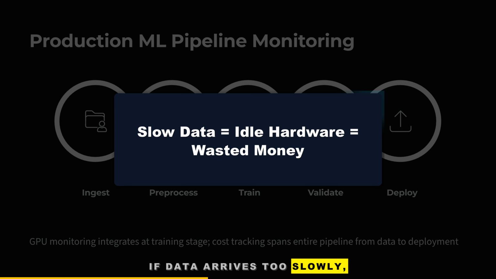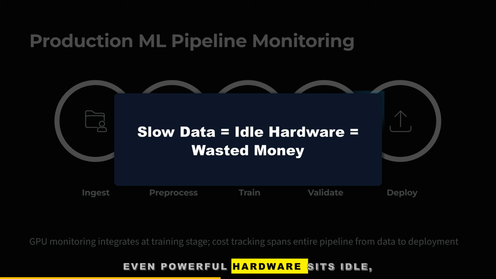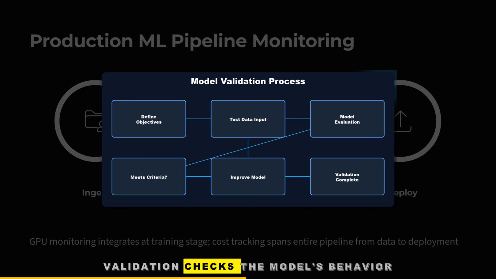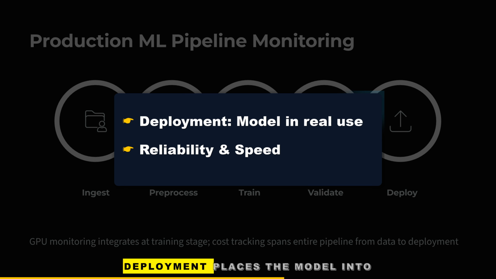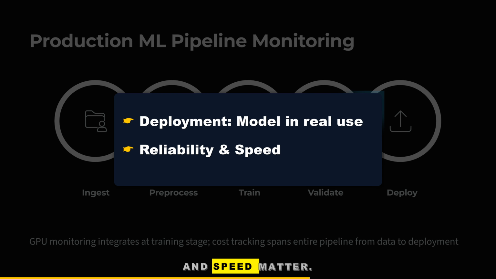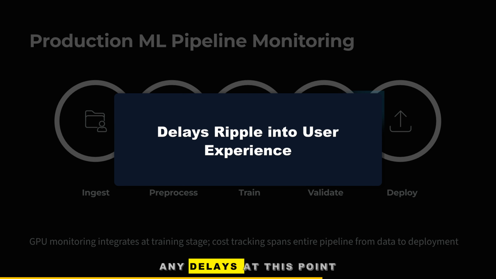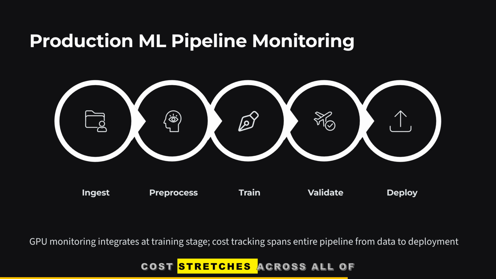If data arrives too slowly, even powerful hardware sits idle, silently wasting money. Validation checks the model's behavior before release, much like running a test flight to ensure a plane performs safely. Deployment places the model into real use where reliability and speed matter. Any delays at this point ripple outward into user experience. Cost stretches across all of these stages.